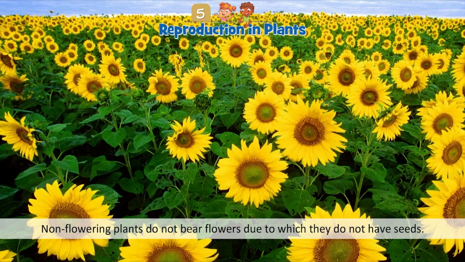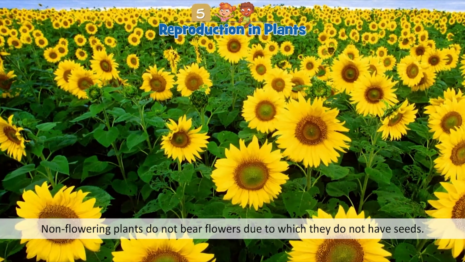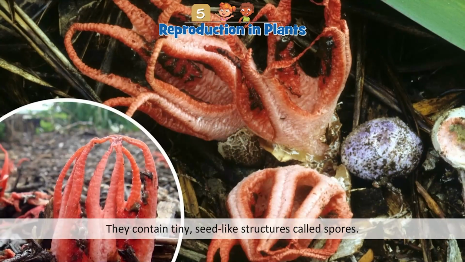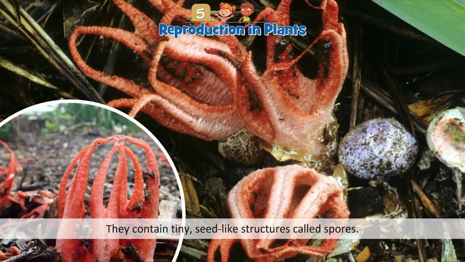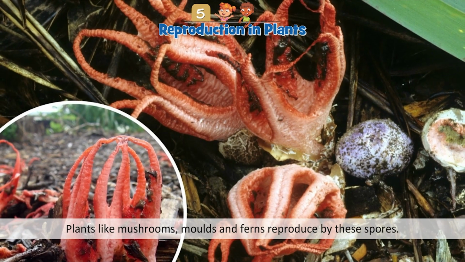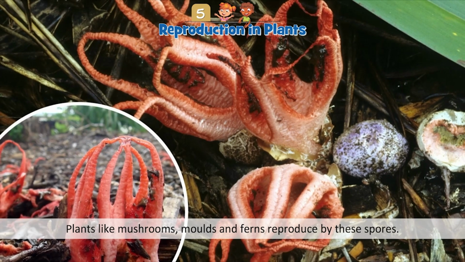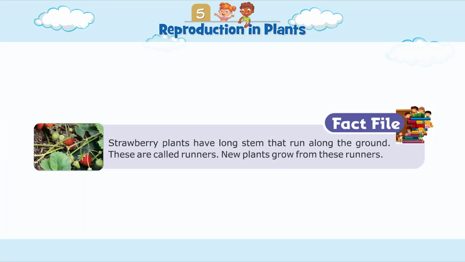Reproduction by spores. Non-flowering plants do not bear flowers, due to which they do not have seeds. They contain tiny, seed-like structures called spores. Plants like mushrooms, molds, and ferns reproduce by these spores.